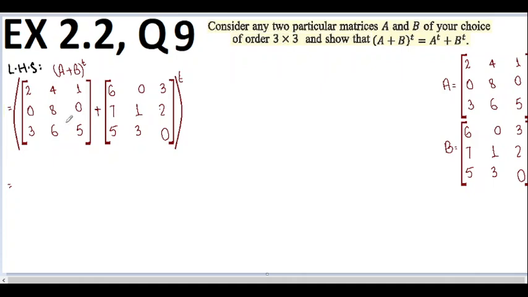Now we are going to add these two matrices together. We are going to add the corresponding elements of both the matrices together. So the corresponding element of 2 is 6 over here. So 2 plus 6, then 0 plus 7 gives us 7, and 3 plus 5. Then over here it is 4 plus 0, which gives us 4. Then 8 plus 1, and then 6 plus 3.